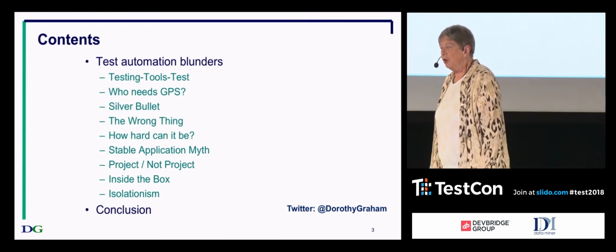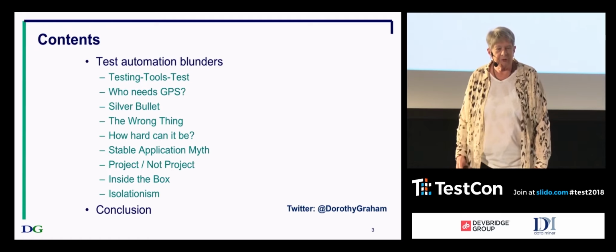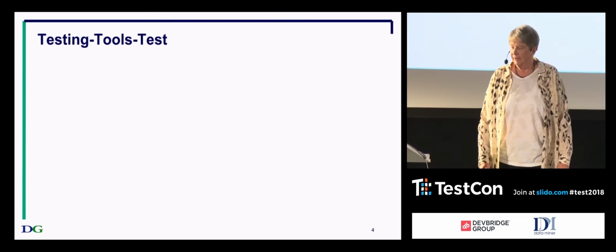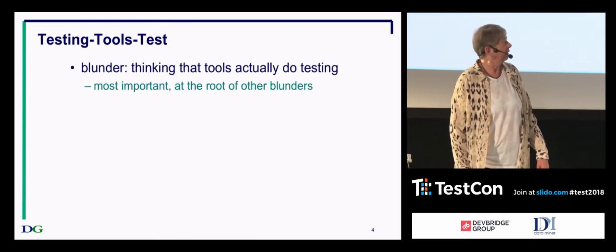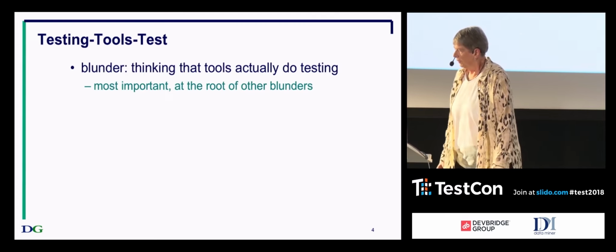So I have quite a number of blunders here for test automation, and we'll start with the first one, which is that testing tools test. Actually, that's not correct. Can the sound be turned down a bit? It's a bit boomy.